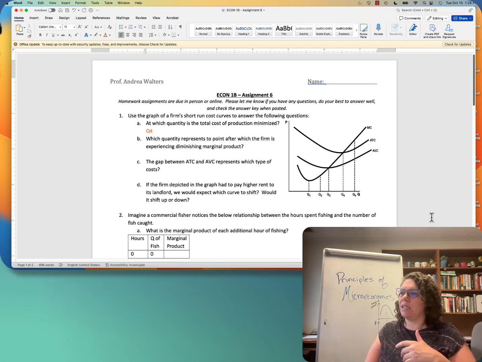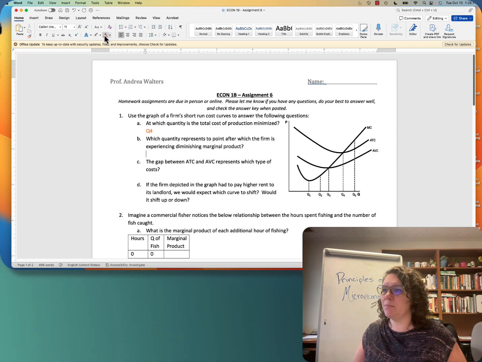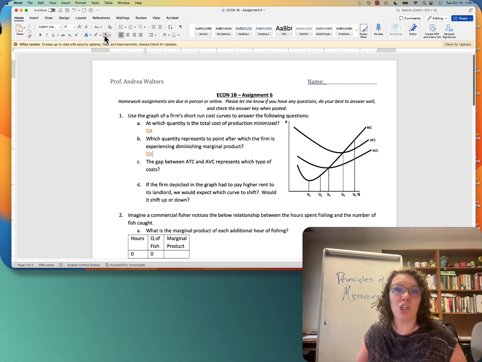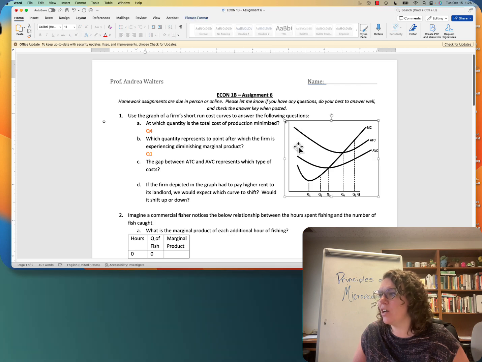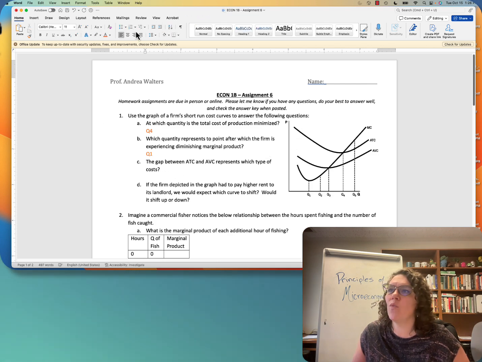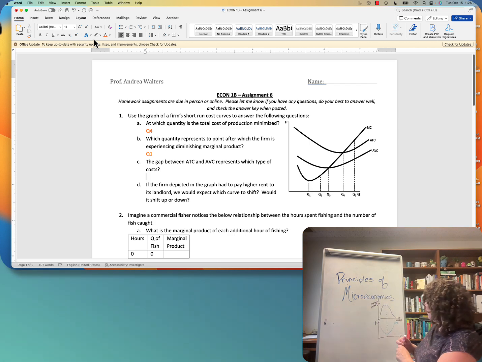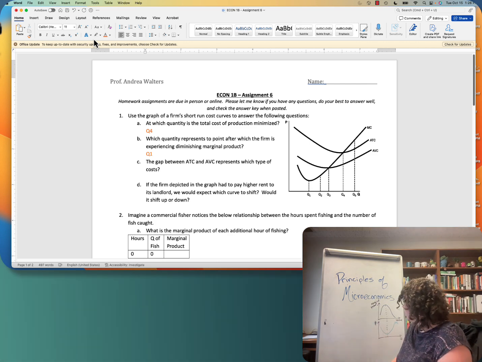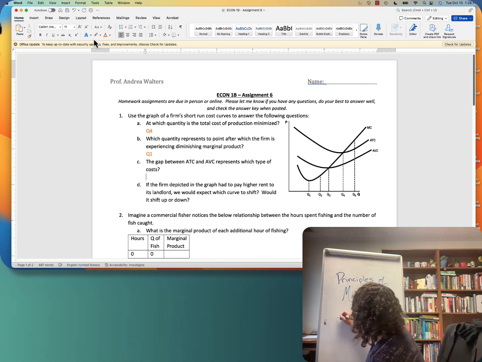So we're going to see the quantity which represents the point after which the firm is experiencing diminishing marginal returns is going to be Q1. The gap between average total cost and average variable cost represents the average fixed cost, and they're not up here. Oh, I got rid of my curves. They're not up there because really it's not the most important thing in the world.